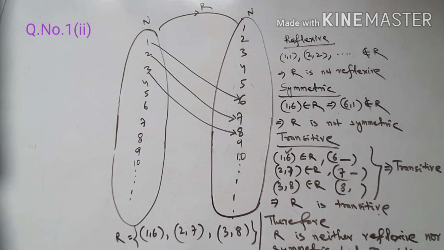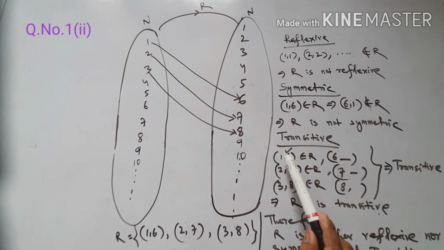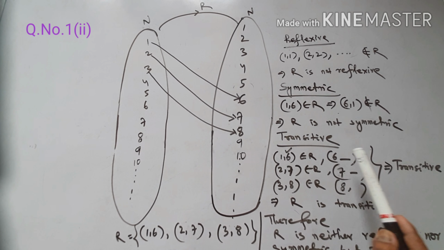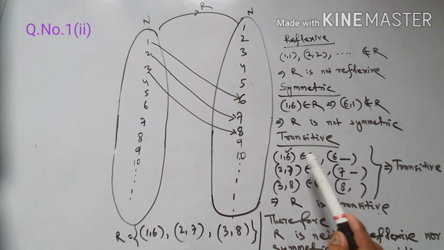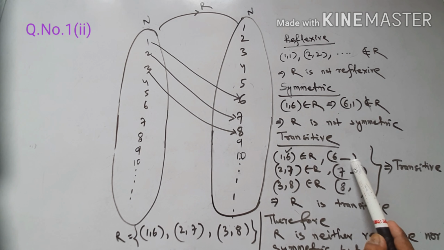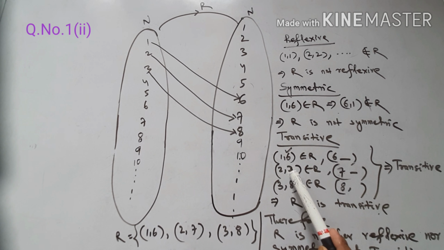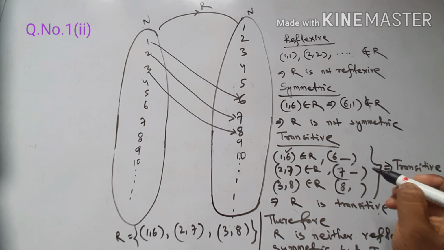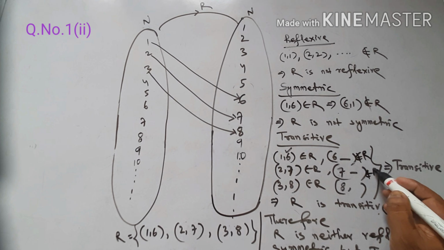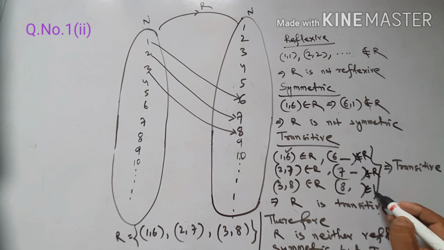Now go to transitive. What is transitive? If (a, b) belongs to R and (b, c) belongs to R, the second pair starts with the same element. So 1 is related with 6, and the second pair must start with 6, but there is no such element. Similarly, for (2, 7), there is no element which starts with 6. You see here, no element starts with 6.